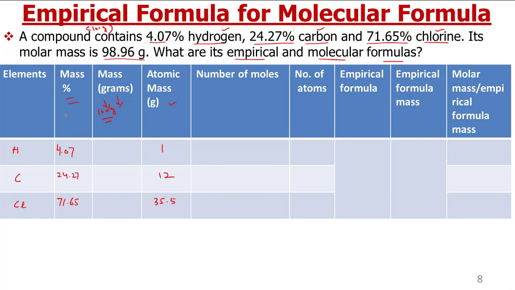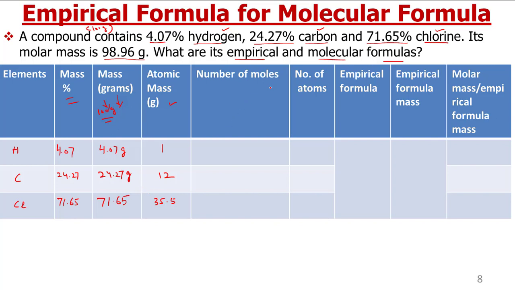Now out of this 100 gram, 4.07% of 100 is 4.07 gram, and 24.27 grams. So these two will be same. So remember, the mass percentage and mass in gram will be same. The only thing is we have to choose the total mass to be 100 so as to simplify our calculation. Then 71.65. So this is the mass in grams of these three components present in the given compound.